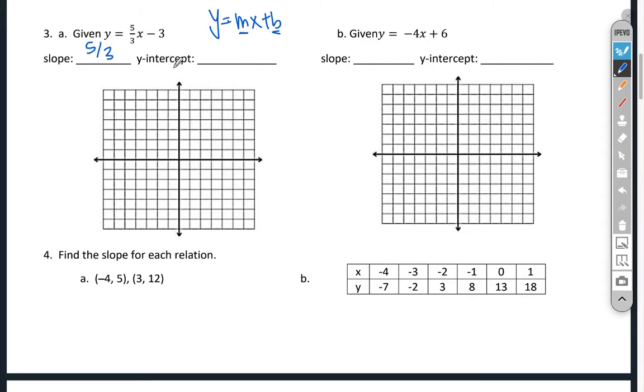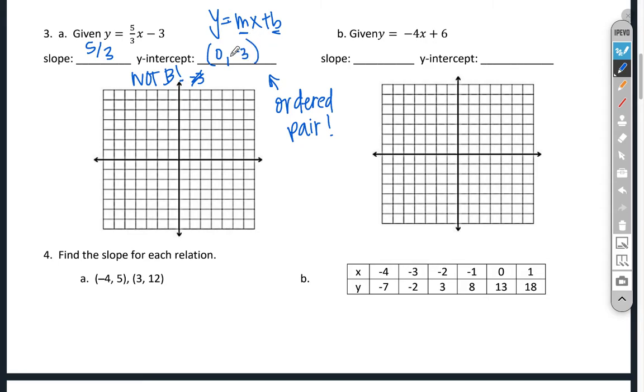And notice here it's not asking for b. B would just be negative 3, right? But that's not what it's asking for. It's asking for the y-intercept, which is an ordered pair, okay? Make sure you write your y-intercepts as ordered pairs always. So we are going to use that negative 3, but we know that we are going to have an x value of 0. So we write it as 0, negative 3.